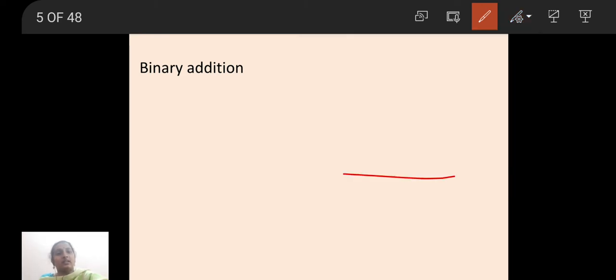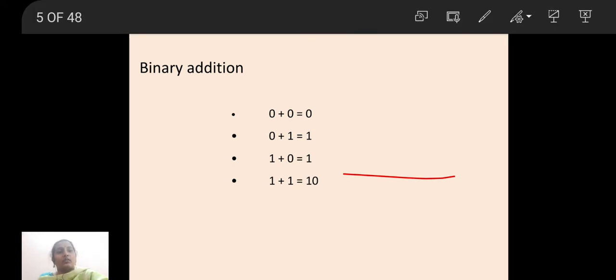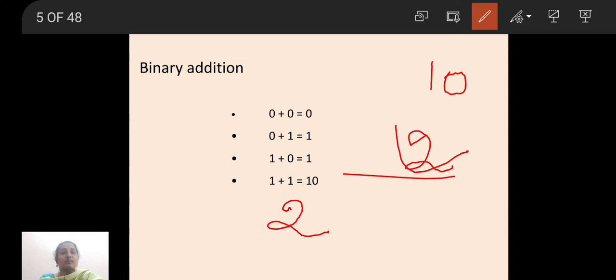See the slide. 0 plus 0 is 0, 0 plus 1 is 1, 1 plus 0 is 1, and 1 plus 1 is 1 0. So why do we get 1 plus 1 equal to 10? In binary 1 plus 1 is equal to 10, but in decimal 1 plus 1 is equal to 2. By converting this decimal into binary, you consider 2 as a decimal number. Now I would like to convert this decimal number 2 into binary by dividing by 2.